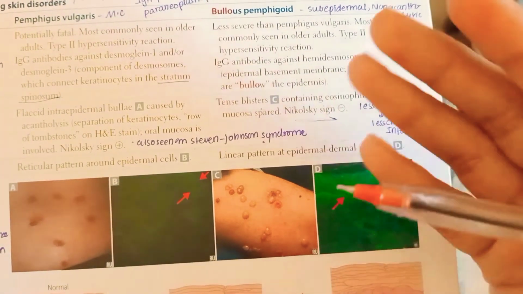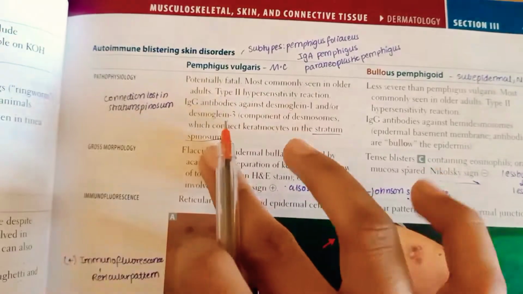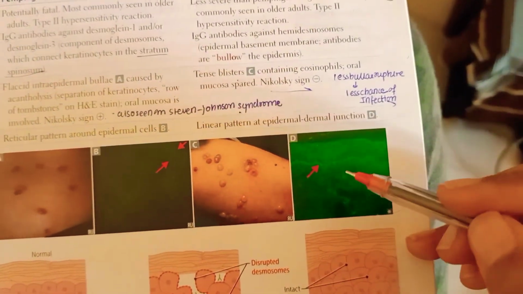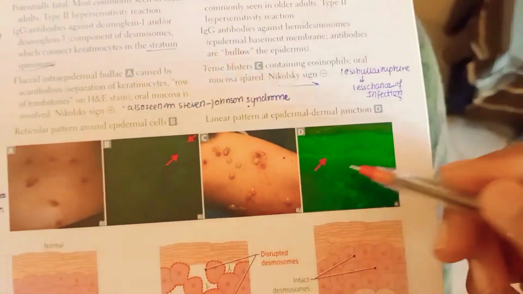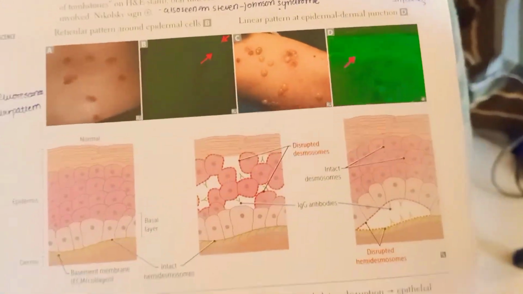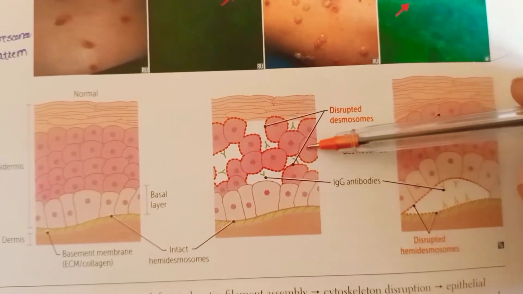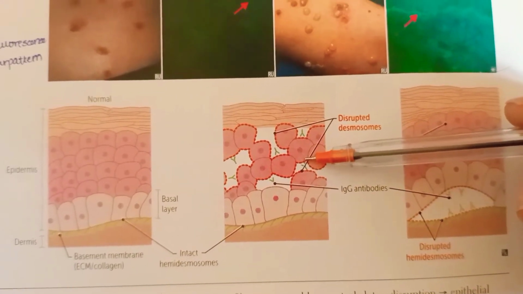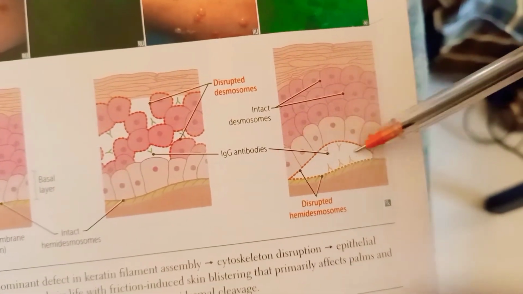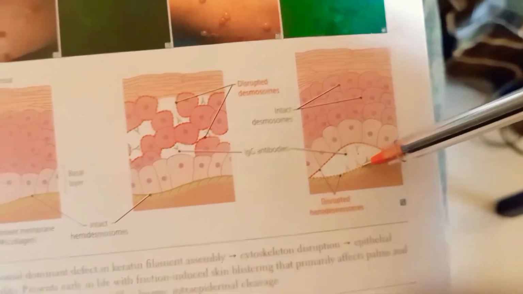That is, you can't raise off these bullae. The less the bullae rupture, the less chance of infection. Here more bullae rupture, more chance of infection. And here on immunofluorescence you see a linear pattern at the epidermal-dermal junction. So this is bullous pemphigoid. So you can see here the desmosomes are disrupted, especially in the spinous layer, stratum spinosum, in pemphigus vulgaris. Here you can see the hemidesmosomes are disrupted because of IgG antibodies. This is seen in bullous pemphigoid.